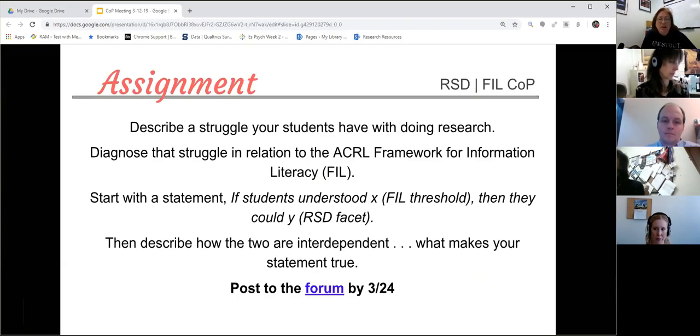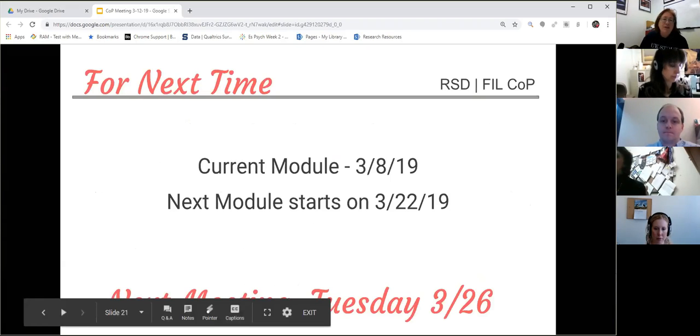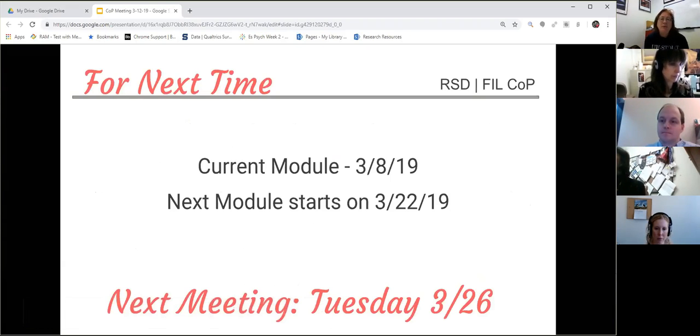So what you're going to do is find 2 different items and then describe how the 2 are interdependent, and then think about what makes your statement true. So we'll be taking a look at that. If you could get that posted by the 24th, we'll be taking a look at that in our future meetings. Questions about that? For next time, our current module is up and running, and our next module will start in about 10 days on March 22nd, and our next meeting is on March 26th.